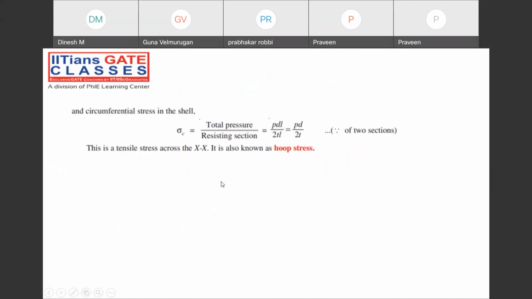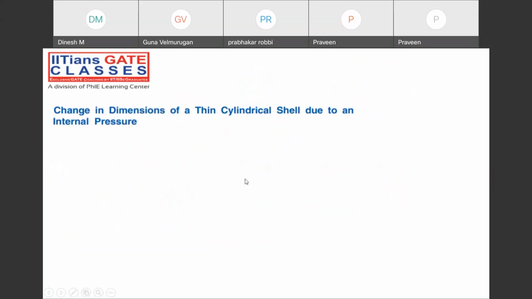Now, note down the next concept: the changes in the dimension of the thin cylindrical shell due to internal pressure. What will be the strain value? That is what we need to calculate, my dear friend. What will be the longitudinal strain? What will be the hoop strain? Can I write like this? The state of stress in a cylindrical material will be shown something like this: hoop stress and longitudinal stress.